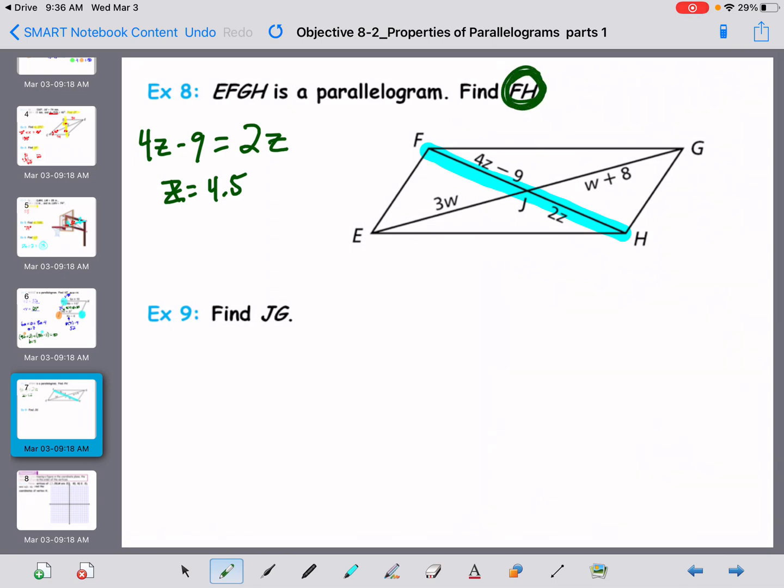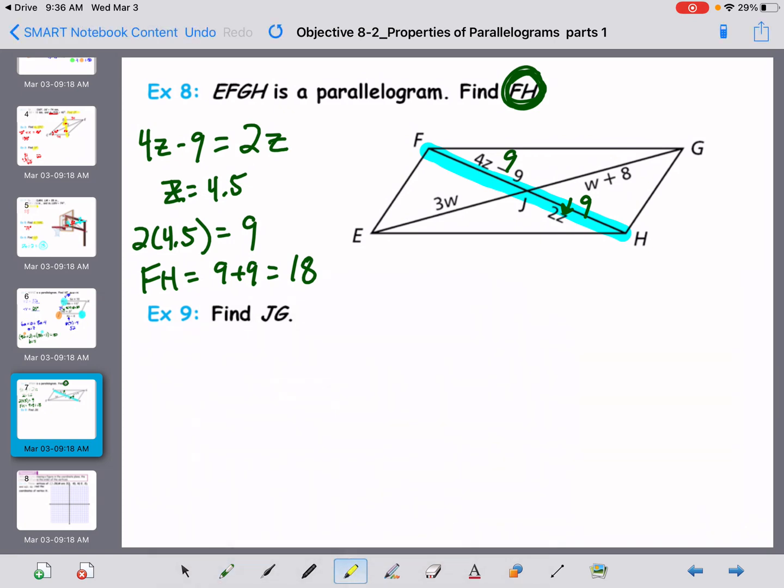No, I'm looking for FH. So that's a good thought. I'm going to substitute it right there. I'm going to say 2 times 4.5. That's going to be 9. That means this side is 9. These are bisected. They're equal to each other. So if one side is 9, the other side is 9. And to find the whole thing, I would add the two pieces together. So 9 plus 9 equals 18.